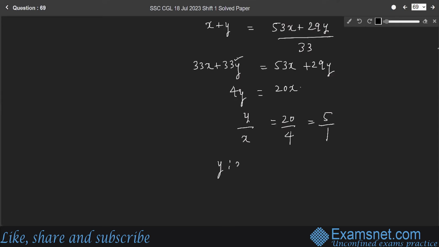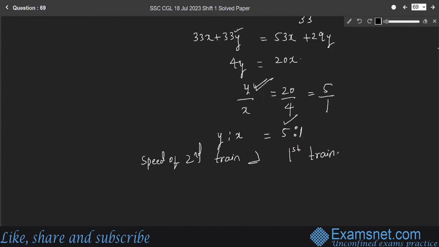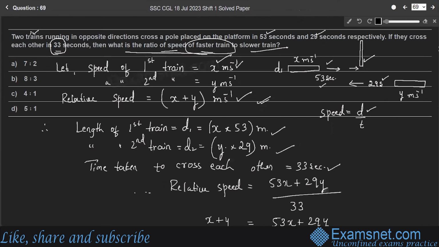So, what is y? Speed of the second train, and x is the speed of the first train. The ratio of the speed of the second train to the first train is 5:1. Which means the speed of the second train is greater than the speed of the first train, right? Therefore, the question here asks for the ratio of the speed of the faster train to the slower train. Here the faster train is the second train, right? So y is to x is 5:1. Therefore, the ratio is 5:1. Option D is the right answer.